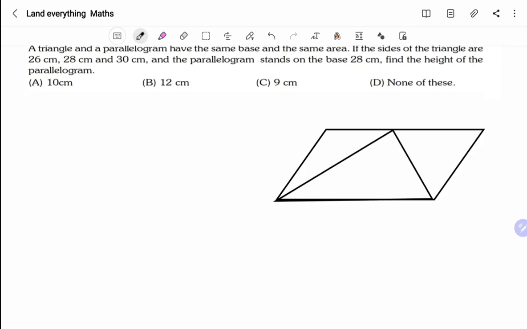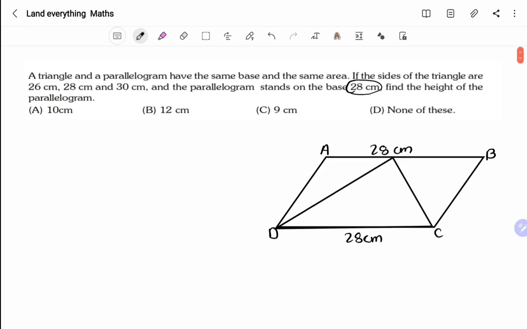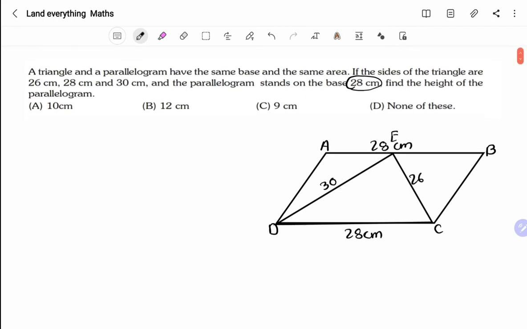Yes, in the parallelogram, as they have mentioned, the parallelogram stands on the base 28 centimeters. So this base is 28 centimeters. As we know, in the parallelogram opposite sides are equal, so even this side is 28 centimeters. I'll mention it as A, B, C, D, and this is C, E. DE is equal to 30 centimeters and EC is equal to 26 centimeters.